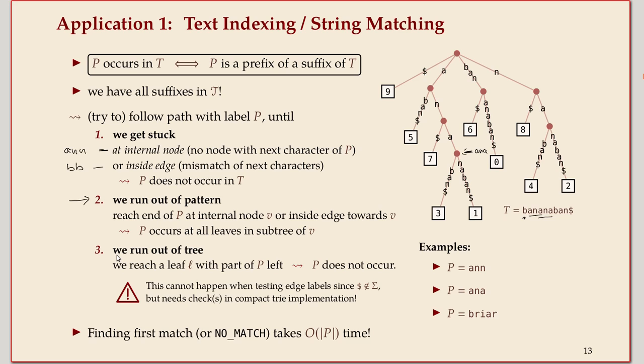In the computerized version, if you implement the algorithm, there's a third case, because we store this as a compact trie, which means you skip over characters. So in that case, it can happen that you run out of tree. You still have parts of the pattern to read, but you end up in a leaf. And you can't really continue from there.